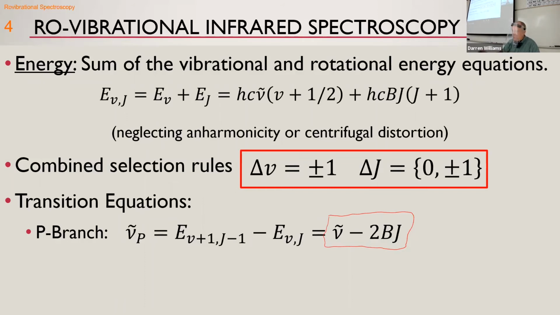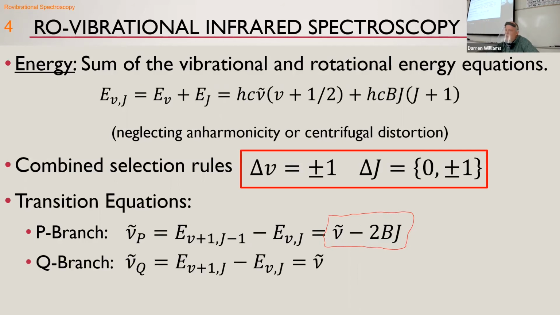And so you see it's a function of the J quantum number. For the P branch, the minimum J is J equals 1. If you put in J equals 1, you get a particular frequency. If you put in J equals 2, you get a different frequency. J equals 3, you get a different one. And then we have the transition equation for the Q branch. Since delta J is 0 for the Q branch, all of the rotational pieces cancel out and you just have the vibrational frequency.